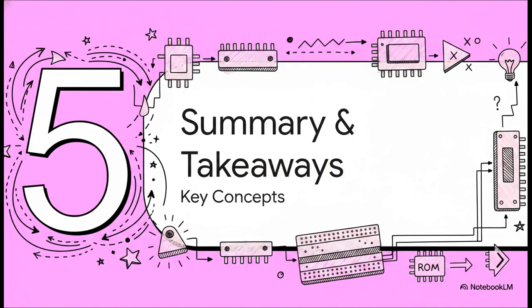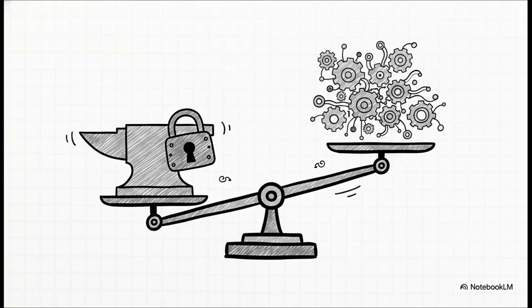And finally, Section 5, Summary and Key Takeaways. So what does this all mean? The absolute biggest takeaway here is that hardware design is a constant, delicate balancing act. On one end of the spectrum, you've got the absolute rigidity of ROM and fixed decoders, which give you steadfast reliability. But as our systems get more complex, PLDs step in to give the power right back to the user.